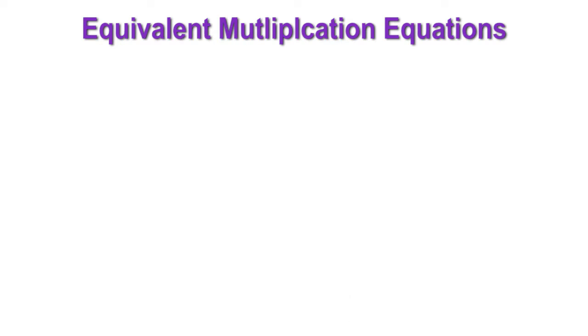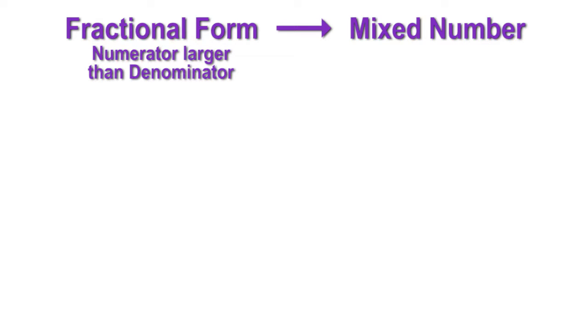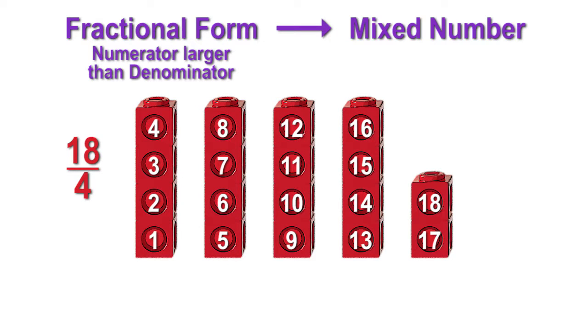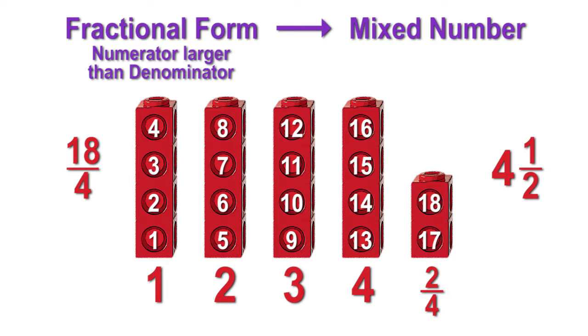Students will then be asked to change the fractional form of a number in which the numerator is larger than the denominator into a mixed number. Let's continue using 18/4. Let's model using cubes. We can draw stacks of 4 cubes until we have drawn a total of 18 cubes. We can see that 18/4 is equivalent to 4 whole stacks of 4 cubes and 2 of the 4 needed to complete another stack of 4 cubes for a total of 4 2/4 or 4 1/2.